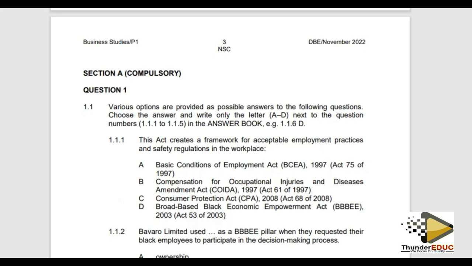Option A, we have Basic Conditions of Employment Act. What does it entail? What is the purpose of this act? This act normally sets the minimum standards for employment contracts. So we have the conditions there that we will discuss later. So number B, we have Compensation for Occupational Injuries and Disease Amendment Act. So now this act pays much attention towards employees who get injured at the workplace.